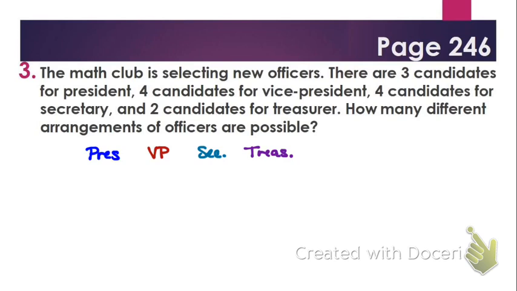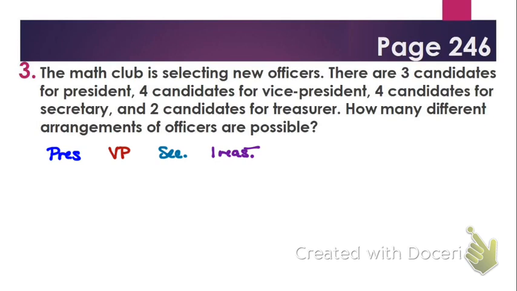The math club is selecting new officers. 3 people are running for president. 4 people are running for vice president. 4 people are running for secretary. And 2 people are running for treasurer. I want to know all the different arrangements that would be possible with these people on the ballot.